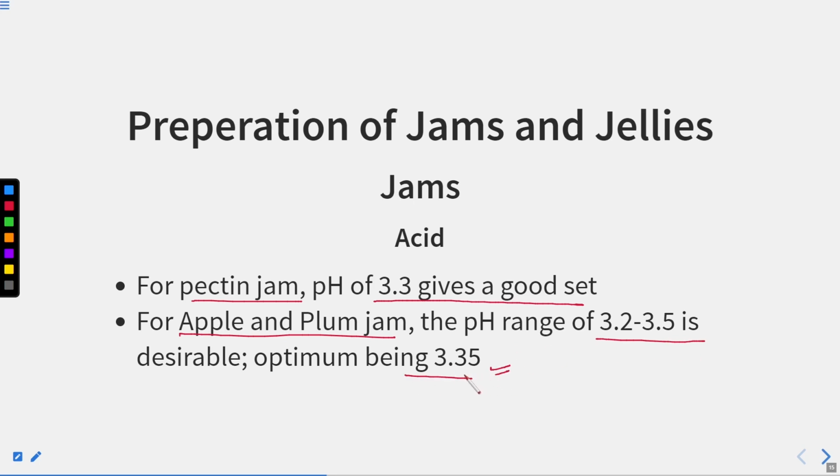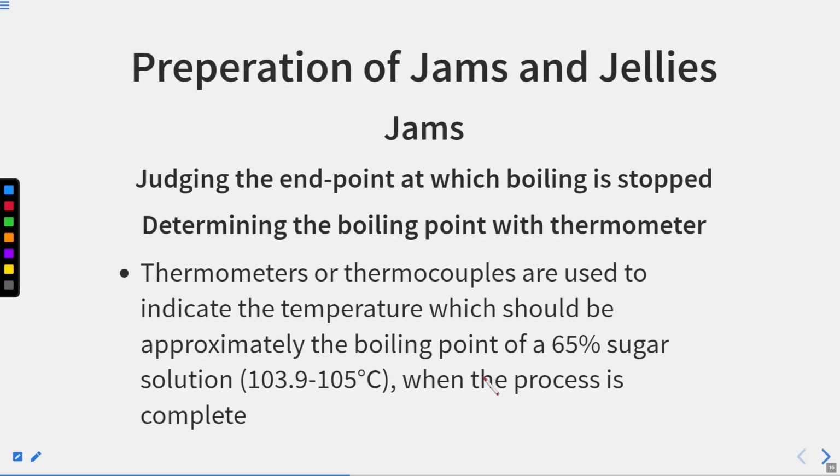According to the type of fruit we are using, the amount of pectin present varies. In the case of citrus fruit, they have a good amount of pectin present in them, right? So if the pectin jam is there, then the pH is around 3.3, and that gives a good set to the jam. If we are preparing apple and plum jam, then the pH will range from 3.2 to 3.4, and the optimum one is around 3.35.